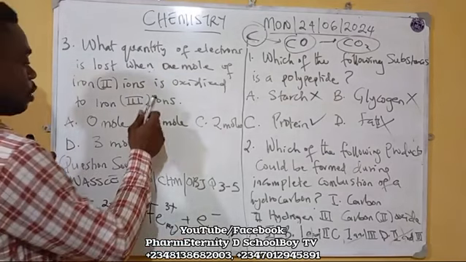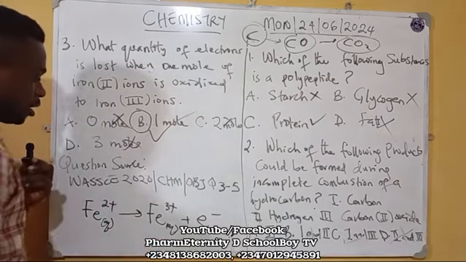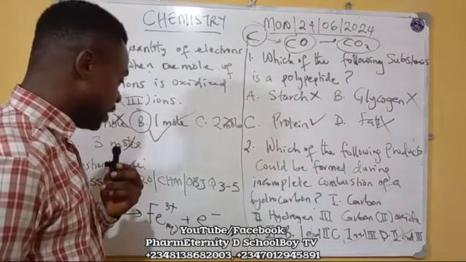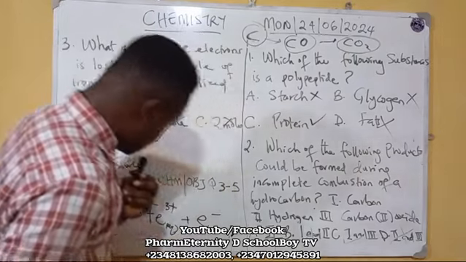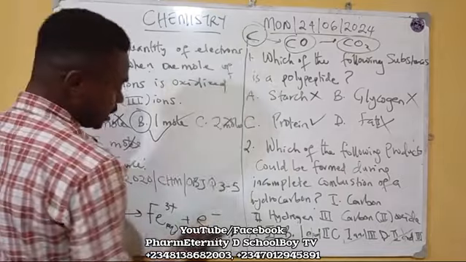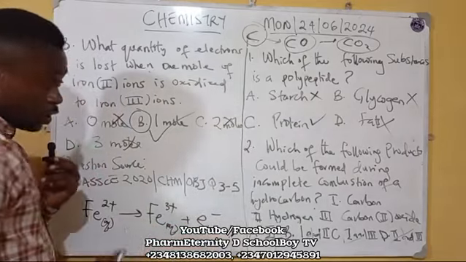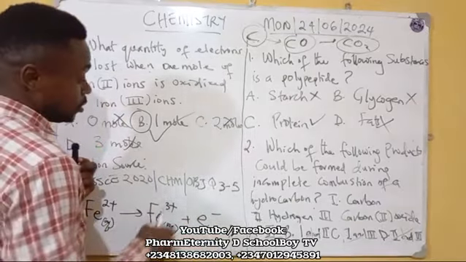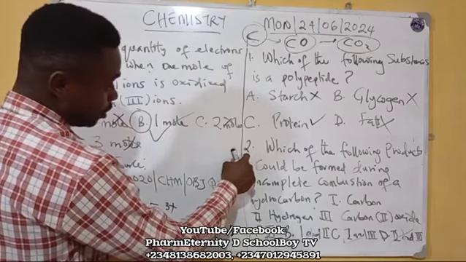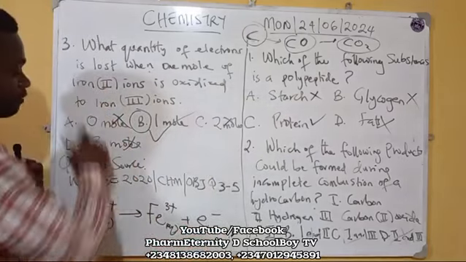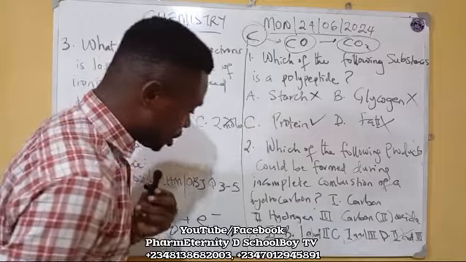So the answer is option B, 1 mole of electron. It is not this, not this, not this. Option B, 1 mole of electron. So the answer to number 3 is 1 mole. All right. Please remember that the numbering of this is not in line with the original question. I just numbered it for the purpose of this lecture. This one is actually number 3 in the original question, while this is number 4 and this is number 5. The question source is WASSCE 2020 Chemistry Objectives, questions 3 to 5.